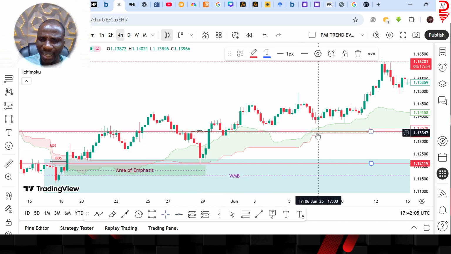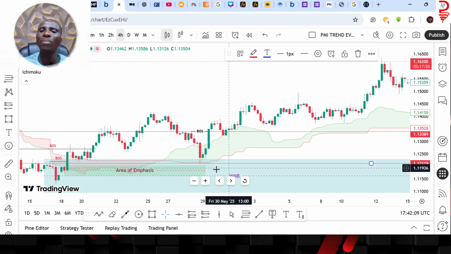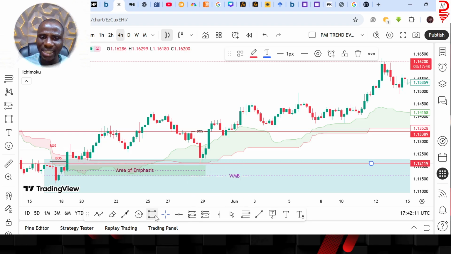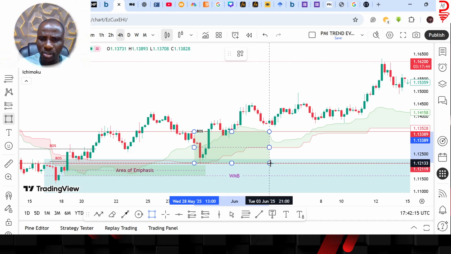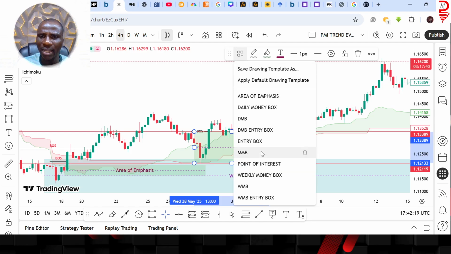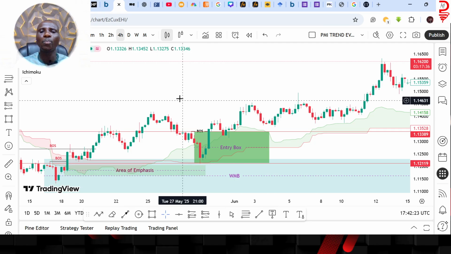mark this area, and the last low within the money box, this area now forms your money box. I mean your entry box. I beg your pardon, your entry box. This is where you now want to position.